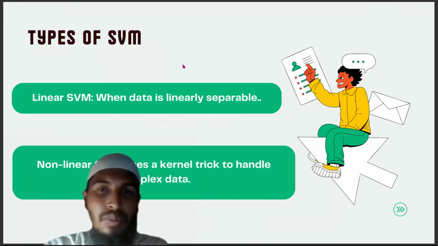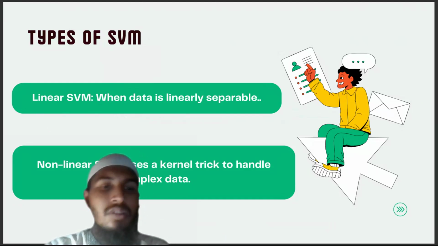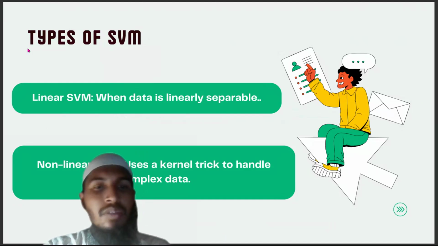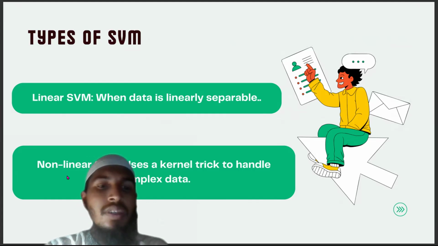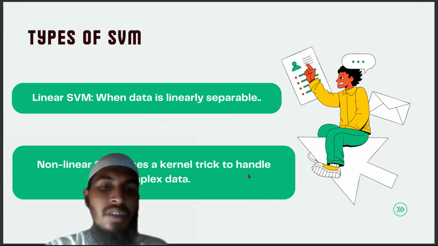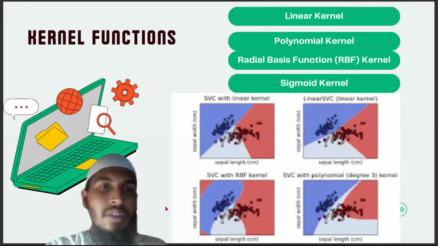Then types of support vector machine. Support vector machines are basically two types: linear support vector machine and non-linear support vector machine. Linear support vector machine is used when data is linearly separable. On the other hand, non-linear support vector machine uses a kernel trick to handle complex data. Basically, non-linear support vector machine is used for complex data.